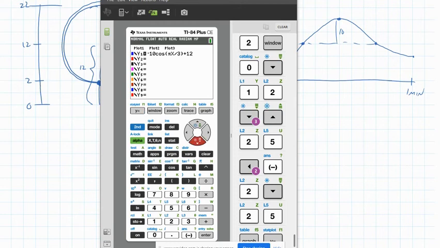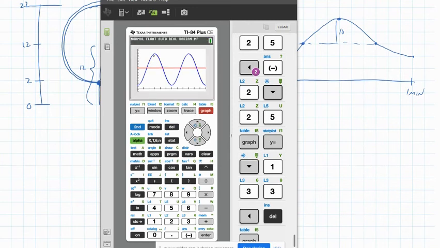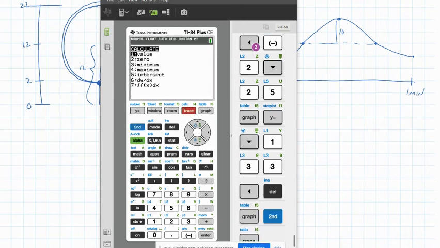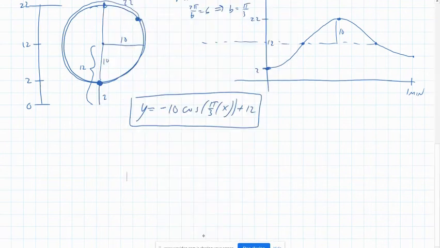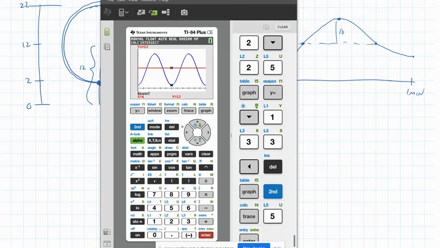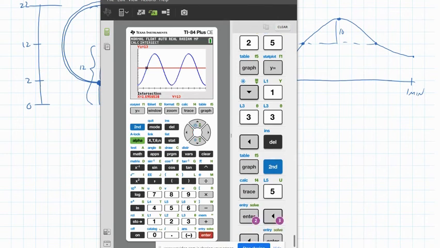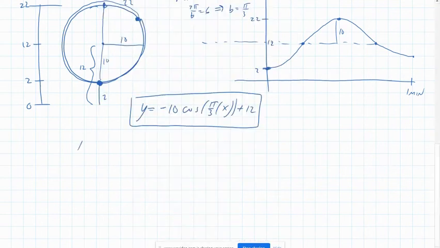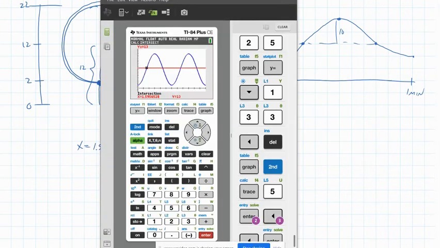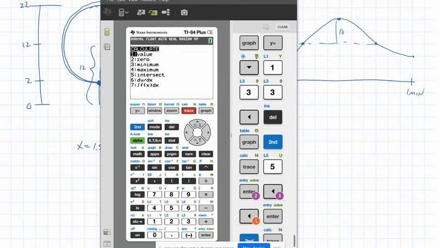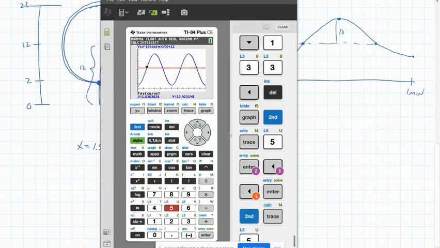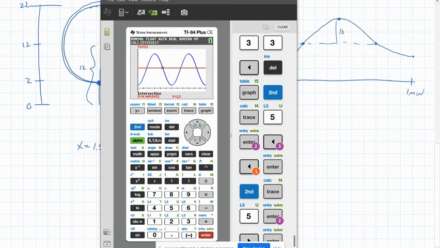And so we want to know when is it higher than 13. So I'll graph y equals 13. And so we see this part of the graph is higher than 13. So we just need to find those 2 intersection points. And so I'll go second calc, intersect, blue curve, and it finds the intersection at 1.595 radians. And then we'll do it again to get the other intersection. And that's at 4.404.